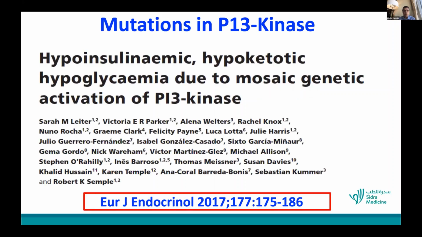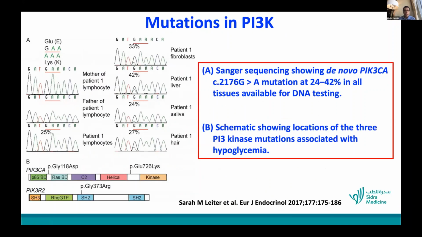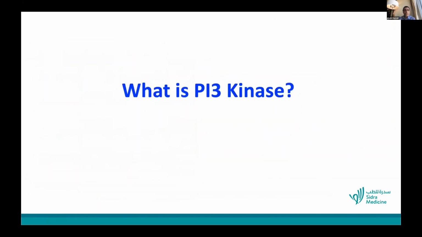Again, to cut a very long story short, these patients underwent exome sequencing, and we found mutations in another gene downstream of the insulin receptor activation. And this is called PI3 kinase, and I'll show you what PI3 kinase is. So these were the mutations, Sanger sequence showing de novo mutations in one of the components of the PI3K gene here. And these are the mutations, and you can see a schematic illustrating the exact sites of the mutations located in PI3 kinase. So what is PI3 kinase?